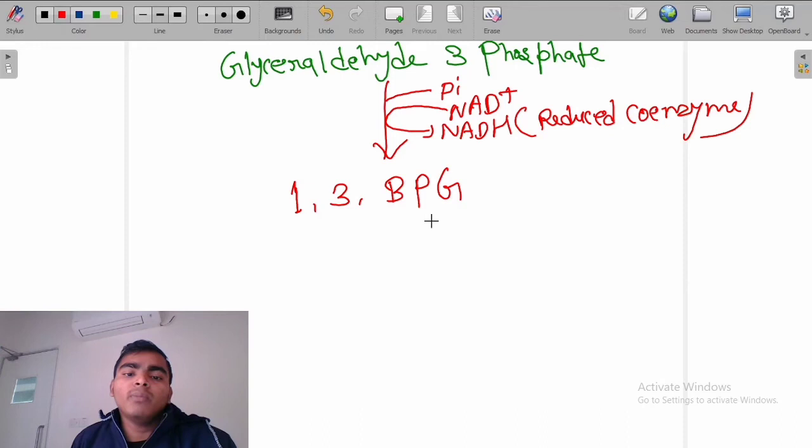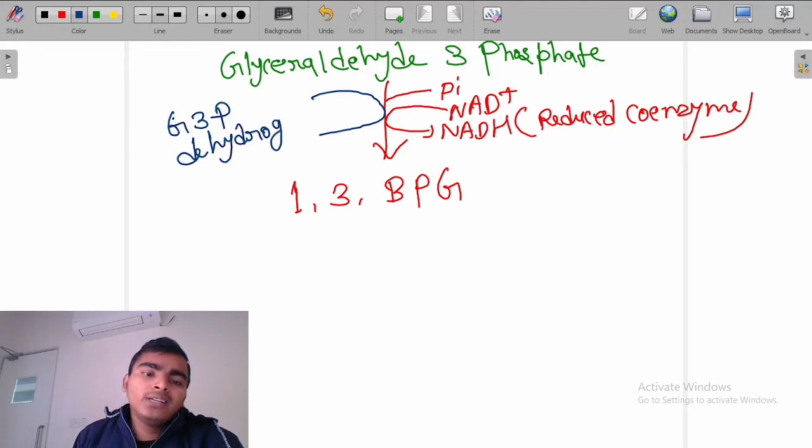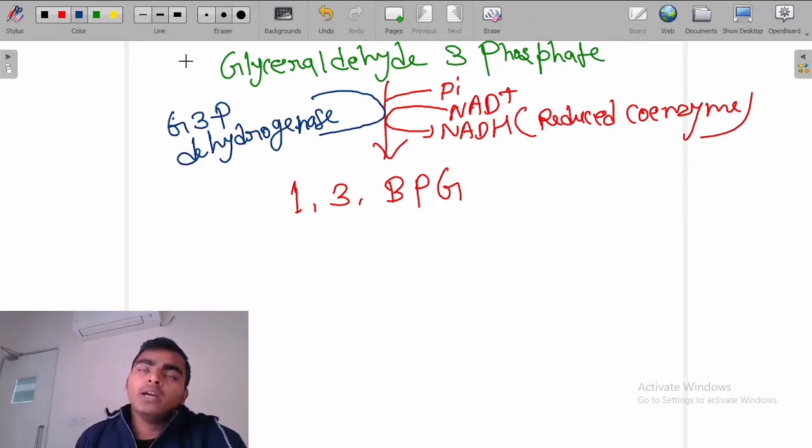Now we have 1,3 biphosphoglycerate. What is the enzyme which is going to catalyze this reaction? The enzyme which is going to convert this glyceraldehyde 3-phosphate into 1,3 biphosphoglycerate is glyceraldehyde 3-phosphate dehydrogenase. So whenever you hear this particular word in metabolism, you need to understand that this is going to reduce NAD+ or FAD+. That's why its name is dehydrogenase. So now we have 1,3 biphosphoglycerate.